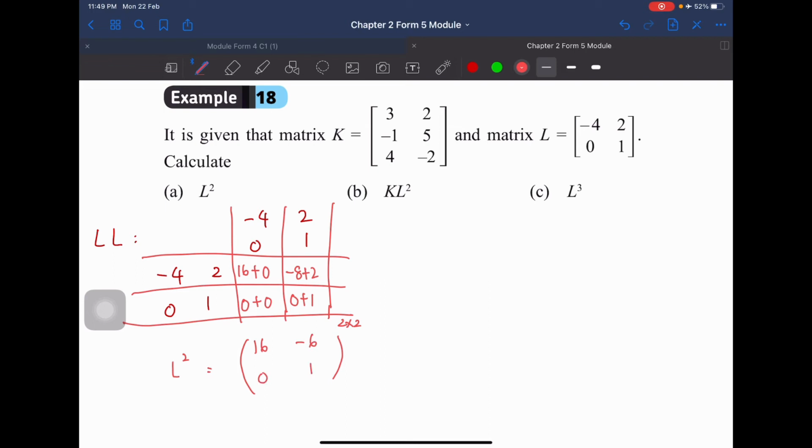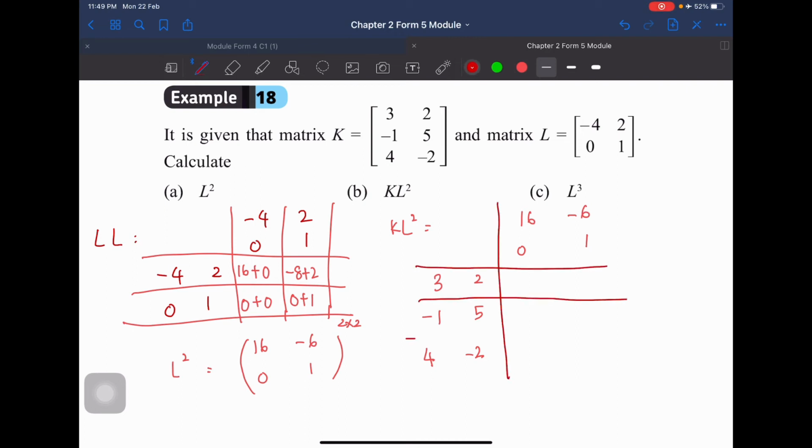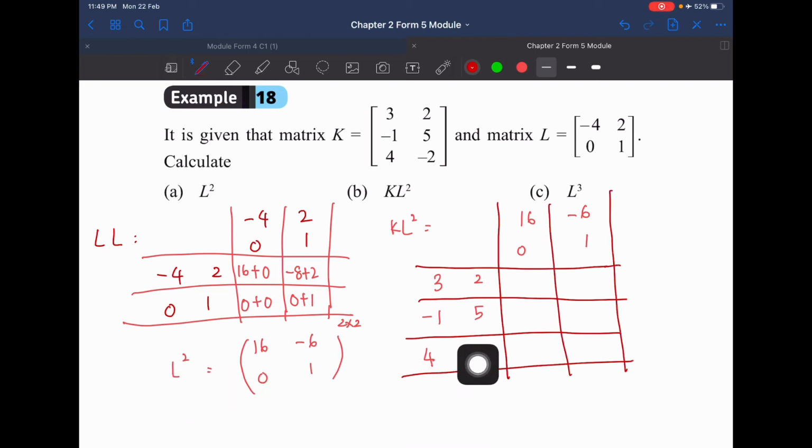Okay, so let's move to the next question, KL squared. So the first part is K. So where is K? This is K, so you have [3, 2; negative 1, 5; 4, negative 2] times L squared, which you computed from the previous one, so you have [16, negative 6; 0, 1]. Okay, and then add in your table. So the product of this multiplication, how many rows? 1, 2, 3 rows. And how many columns? 2 columns. So 3 by 2 matrix.